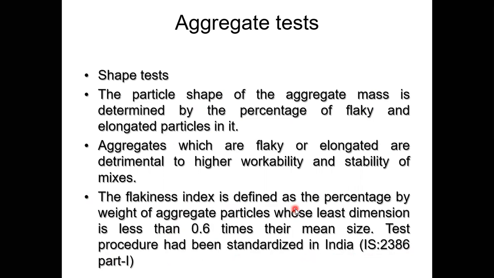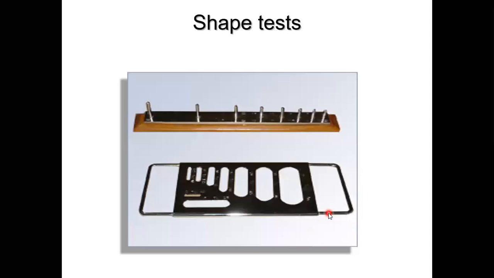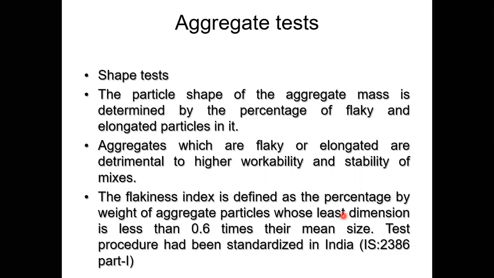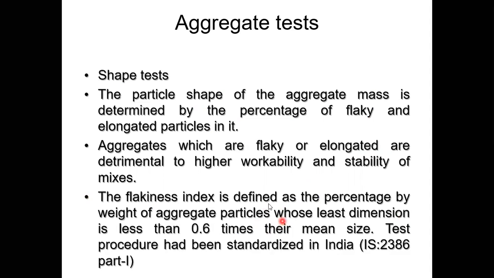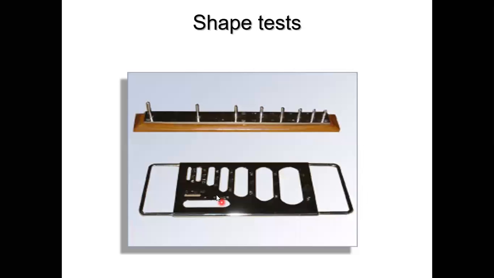The flakiness index is the percentage by weight of the aggregate particles whose least dimension is less than 0.6 times their mean size. Here the least dimension is thickness. So this is called the flakiness index, and the instrument is called the thickness gauge. I will explain this particular point by showing this diagram.